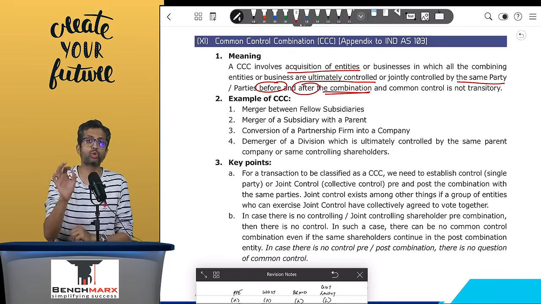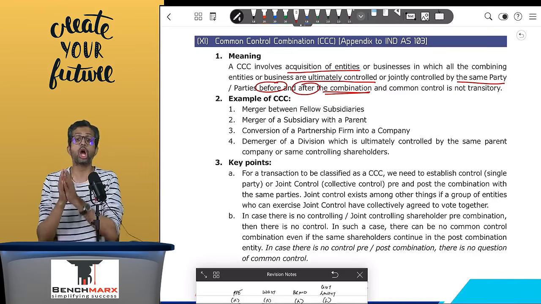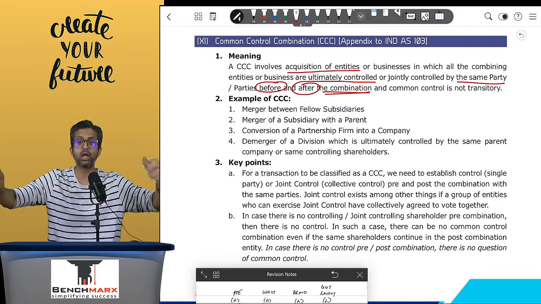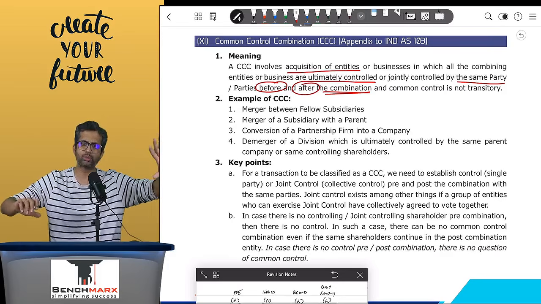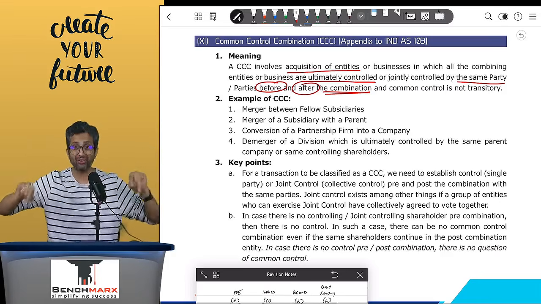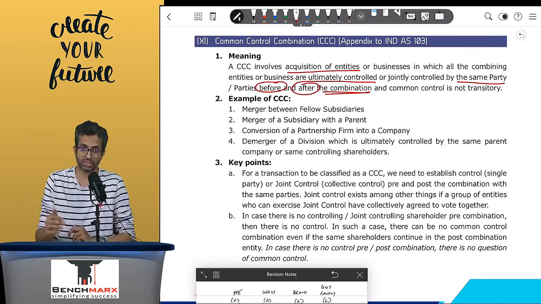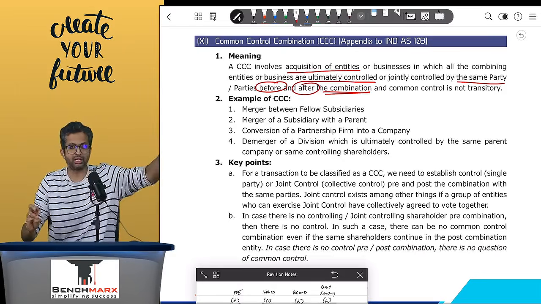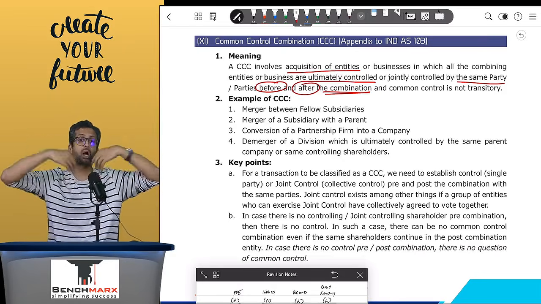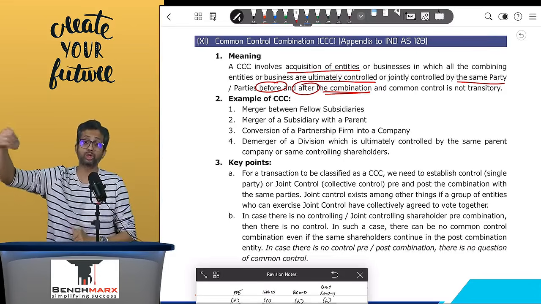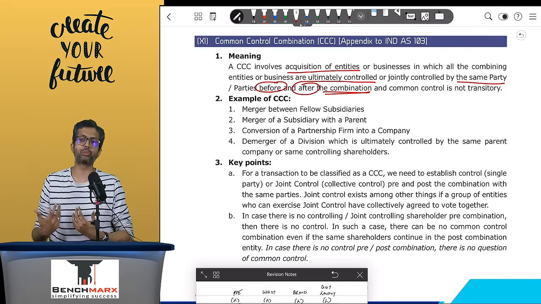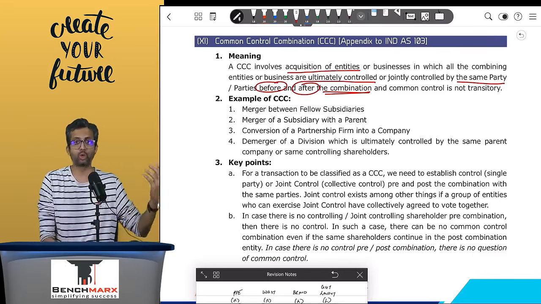Now, for you to figure out whether there is a common control combination, you need to be clear that the parties controlling pre and post the combination should be the same. They can be controlling or jointly controlling pre-combination, and those same parties have to either control or jointly control post-combination. For you to have a common control combination, there has to be common control in the first place. If there is a setup where entity A and entity B are joining, entity A has thousands of shareholders, none of them controlling. Entity B also has thousands of shareholders, none of them controlling. If A were to acquire B or vice versa, we cannot say it is a common control combination because A is under no one's control or no one's joint control.